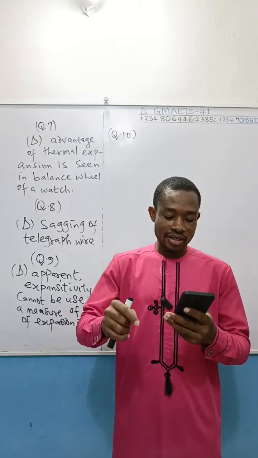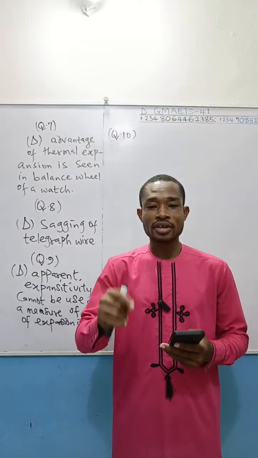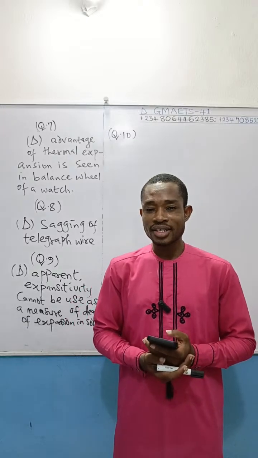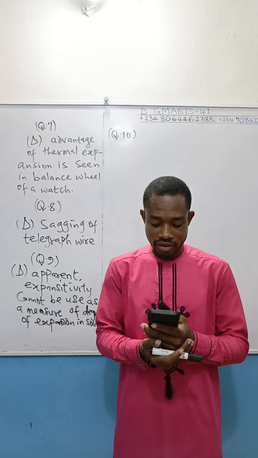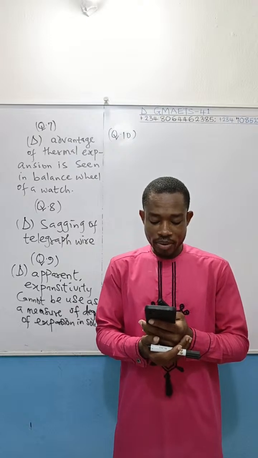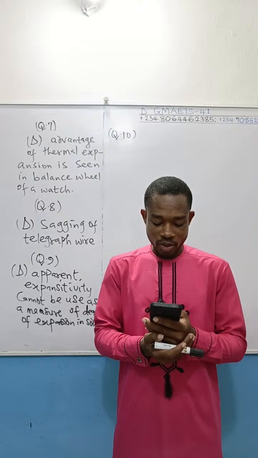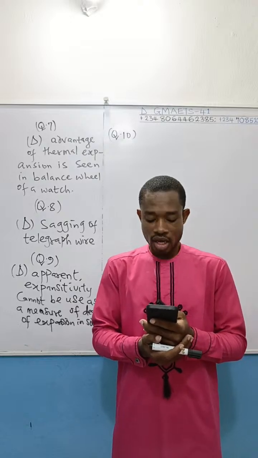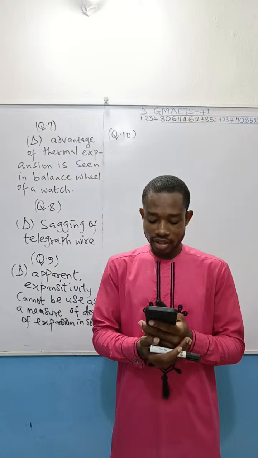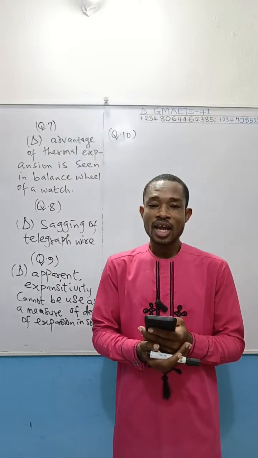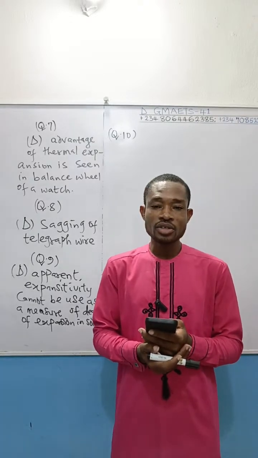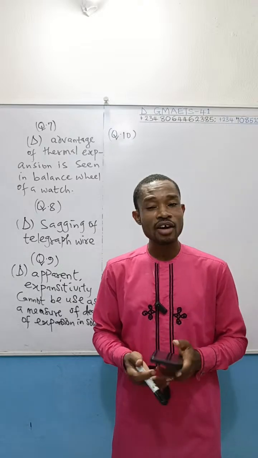Find its density at 100 degrees centigrade, if the cubic expansivity of the liquid is 6.5 times 10 to the power of minus 5 per Kelvin.